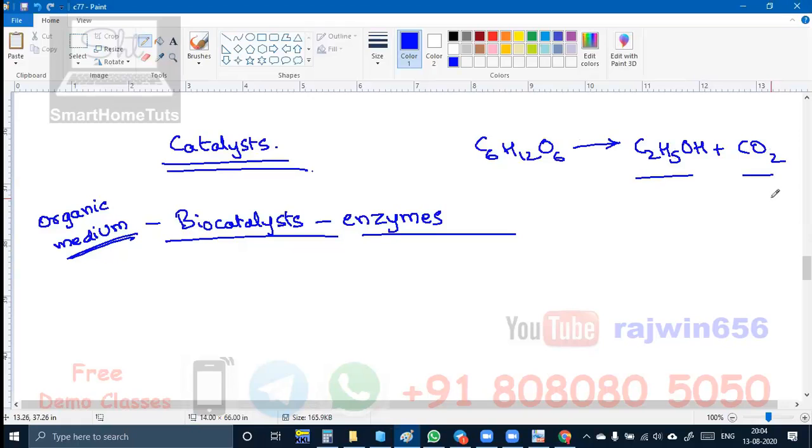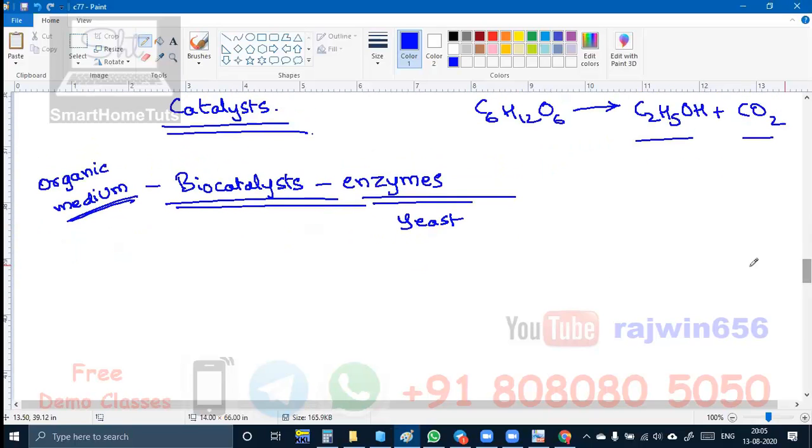For this, a particular temperature also will be required. The biocatalyst is going to be required. These enzymes are going to be the biocatalysts that are present in yeast. All these reactions which require enzymes, which require biocatalysts, will need a particular temperature. Normally this optimum temperature is between 30 to 35 or 30 to 40 degrees Celsius.